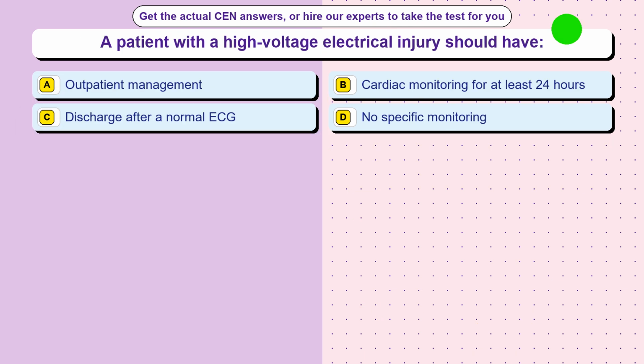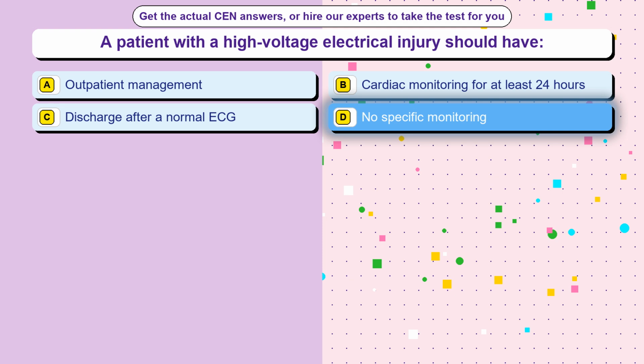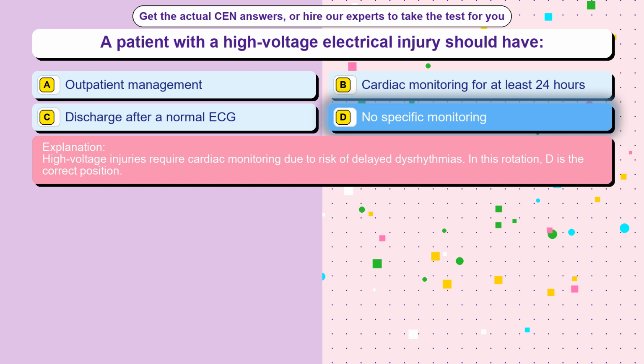Question 59. A patient with a high-voltage electrical injury should have: Option A, outpatient management. Option B, cardiac monitoring for at least 24 hours. Option C, discharge after a normal ECG. Option D, no specific monitoring. The correct answer is option D, no specific monitoring. High-voltage injuries require cardiac monitoring due to risk of delayed dysrhythmias. In this rotation, D is the correct position.